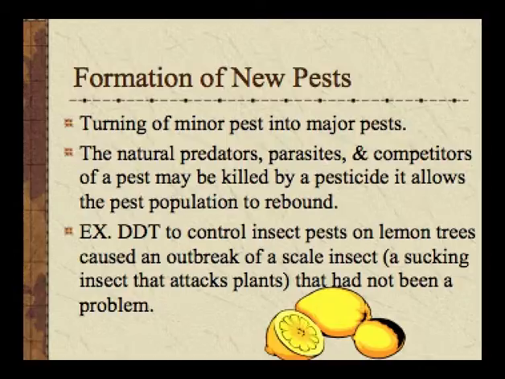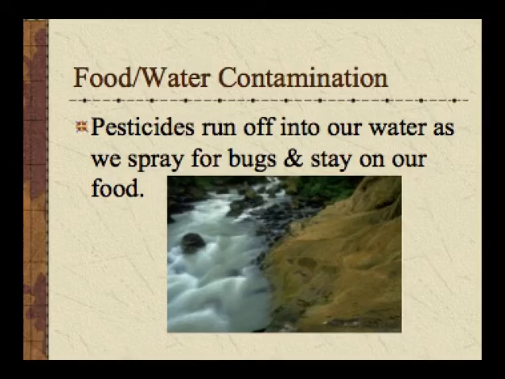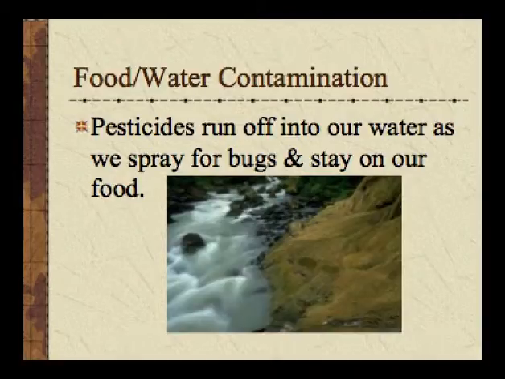You can also form new pests. Example, DDT used to control insect pests on lemon trees caused outbreaks of a scale insect, which normally wasn't a problem beforehand. Food and water contamination, the spray goes for bugs, they go into the rivers and streams.